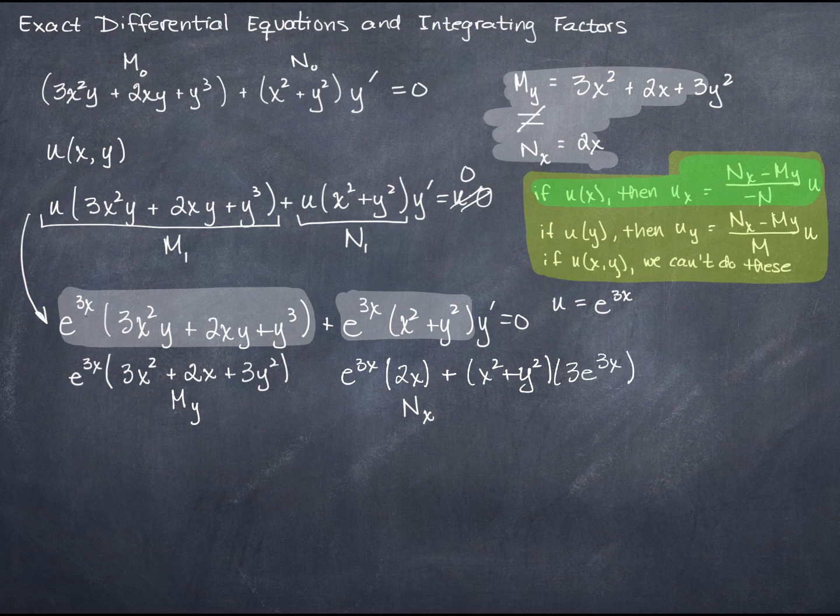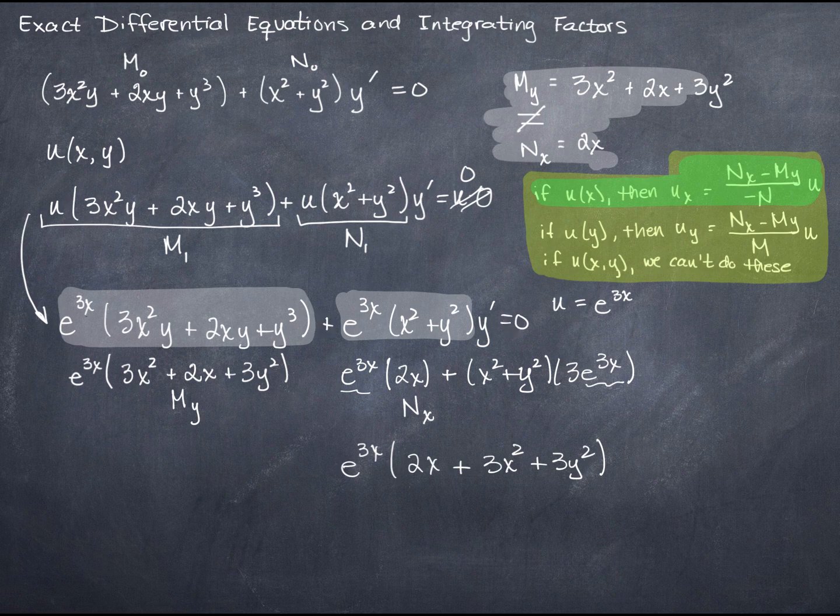And simplifying that gives me, let's see, let's factor out this e to the 3x, and that leaves me with 2x plus 3x squared plus 3y squared, and that is, in fact, this new expression here is the same as this new expression here. It's a little out of order, but it's the same. So I've confirmed that by finding the correct integrating factor, I have produced what is now an exact differential equation. So now I can go back in and solve that differential equation.